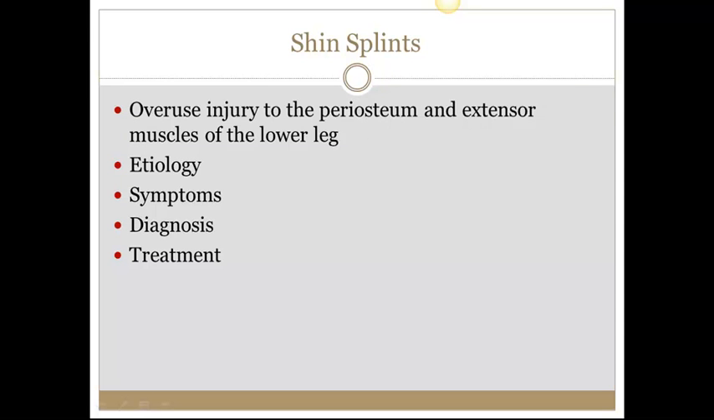Shin splints, overuse injury to the periosteum and extensor muscles of the lower leg. The etiology is increase in activity. Symptoms: pain, tenderness along the anterior tibia worsening with exercise but disappears with rest. Diagnosis, examination, x-ray to rule out stress fractures, and then the treatment for shin splints is rest, analgesics, anti-inflammatory medications, and alternating ice and heat.